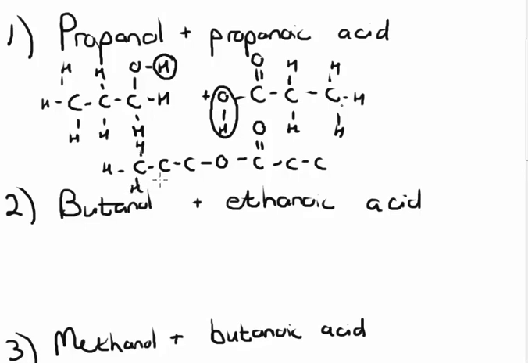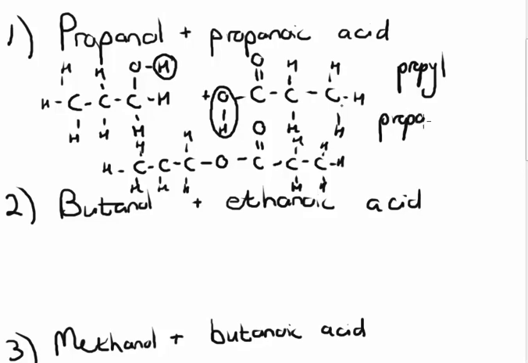Now when it comes to the naming of this molecule, important that you remember that where we took the hydrogen from the alcohol will now become YL at the end. So this will be propyl, and then this part will be propanoate. So the name of my ester here is propyl propanoate.